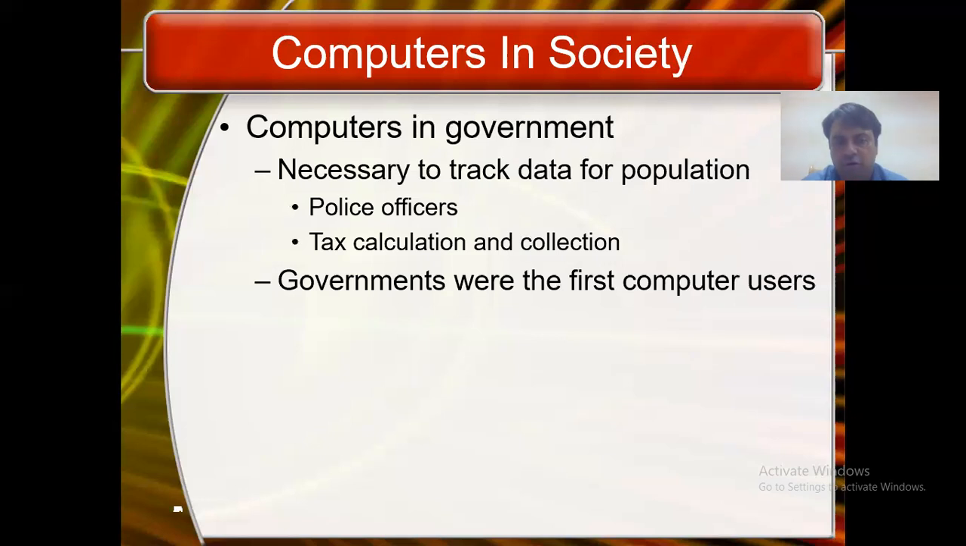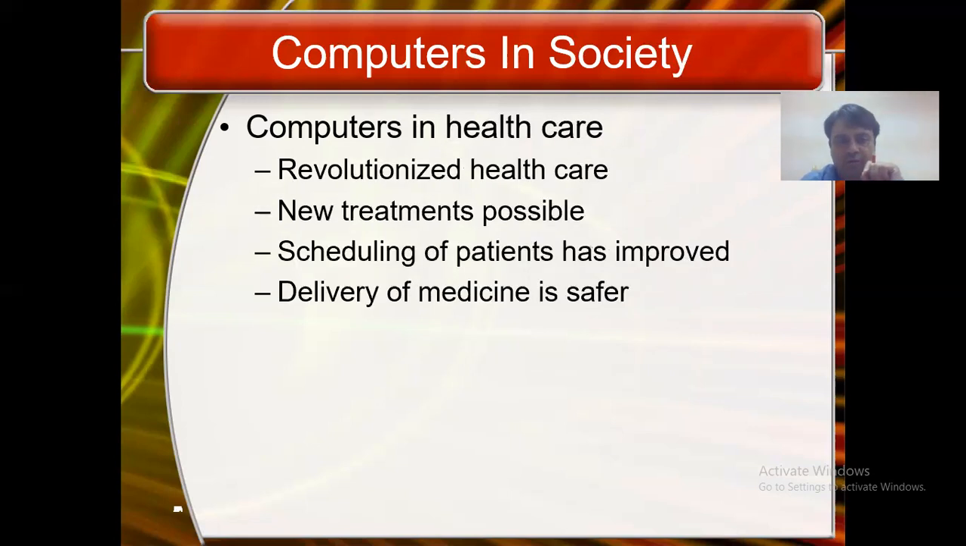Then computers in government organizations, necessary to track data for population, like Nadra, what Nadra is doing, or police officers. And FBR, currently FBR is using computers very efficiently through their IRIS system. They are calculating tax for you and they are collecting tax from you through the online system, and these are computers in government purposes. So this is the impact of the computers, or this is the involvement of the computers in our daily life.